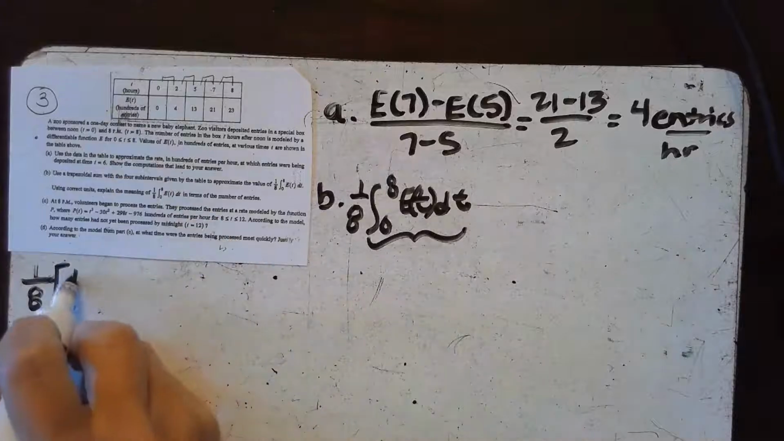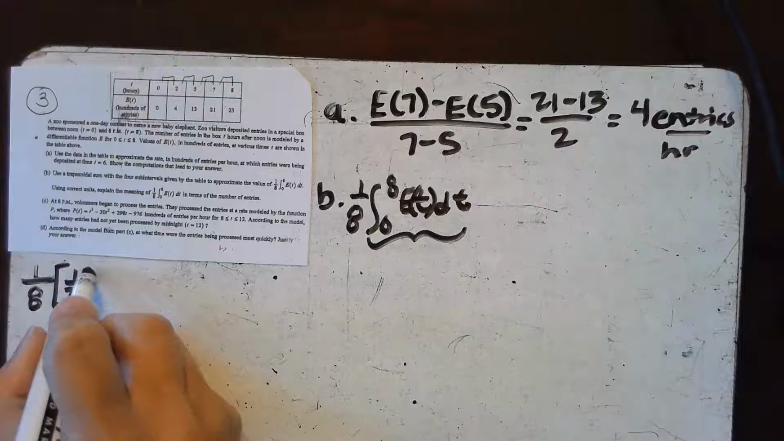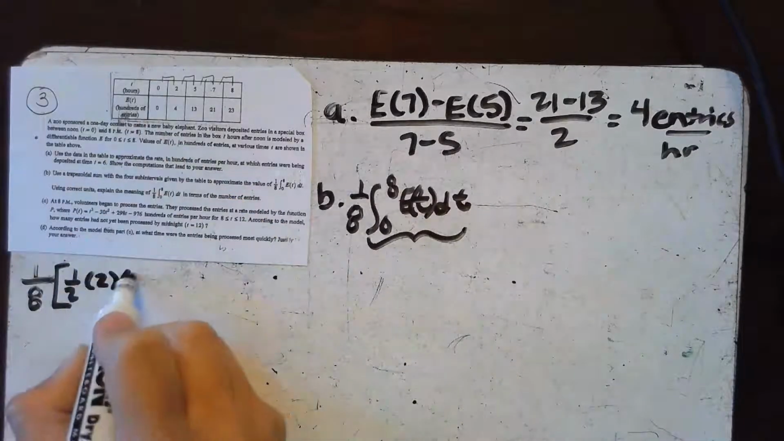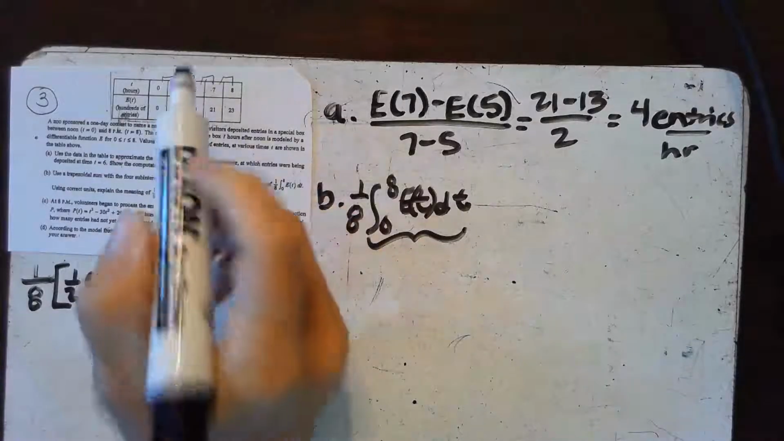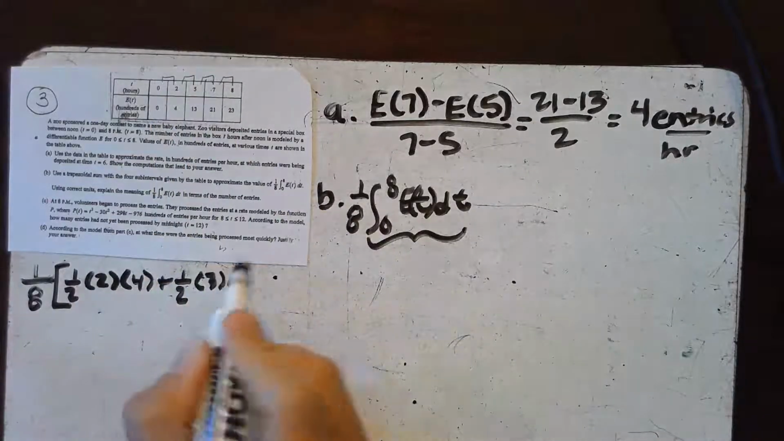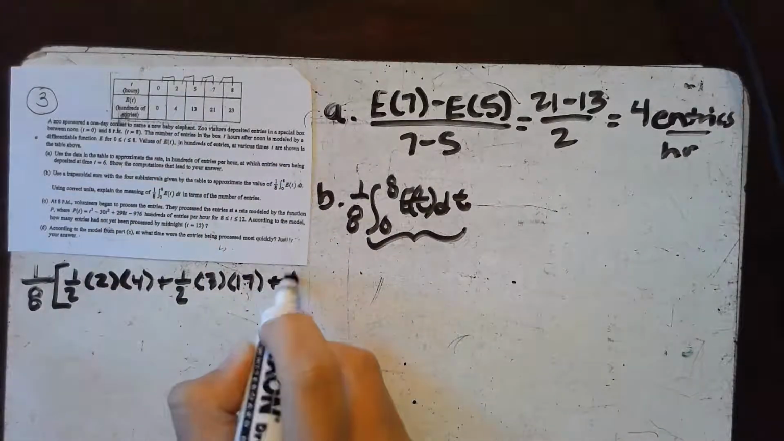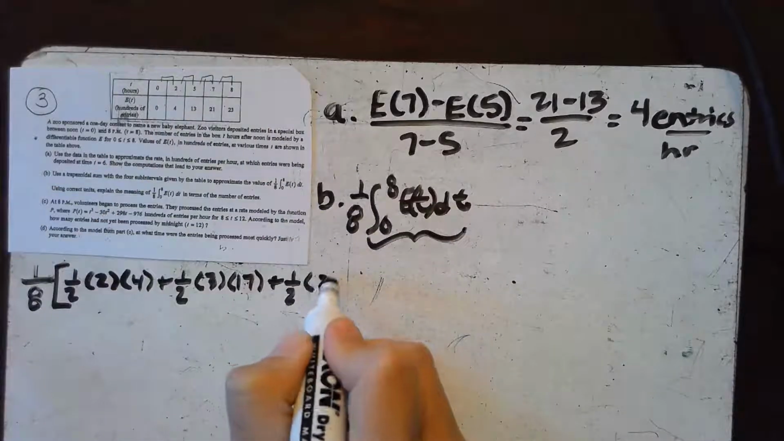Okay, remember area of a trapezoid is 1/2. The height of this trapezoid, the first one, is 2. And my 2 bases, remember I used both of those. 0 plus 4 is 4, plus 1/2. Okay, the height of this one is 3, and my 2 bases, 4 plus 13 is 17, plus 1/2. Okay, the height between these is 2.